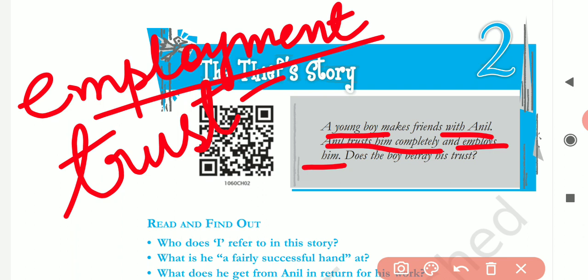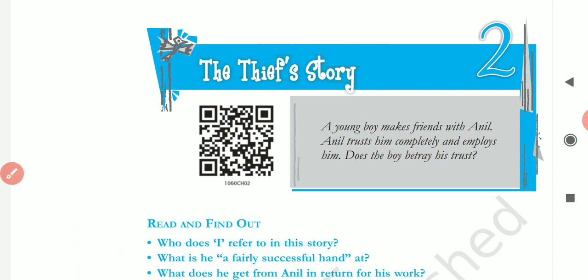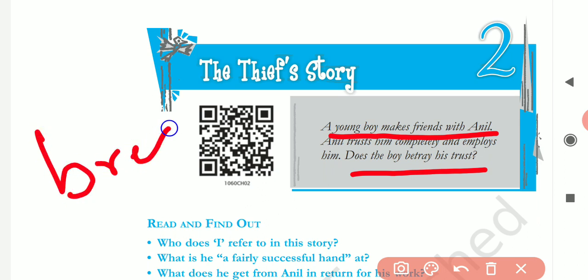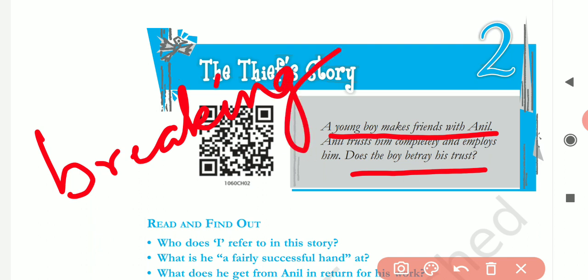Does the boy betray his trust? Here comes the point. The story is all about the friendship between a young boy and Anil, and the betrayal of trust. What do you understand by betray? Betray means breaking trust.